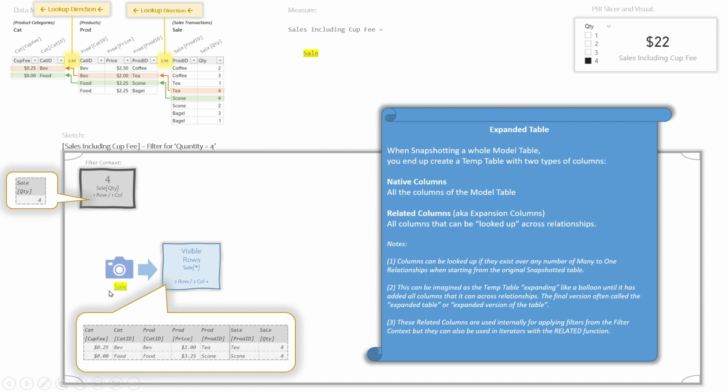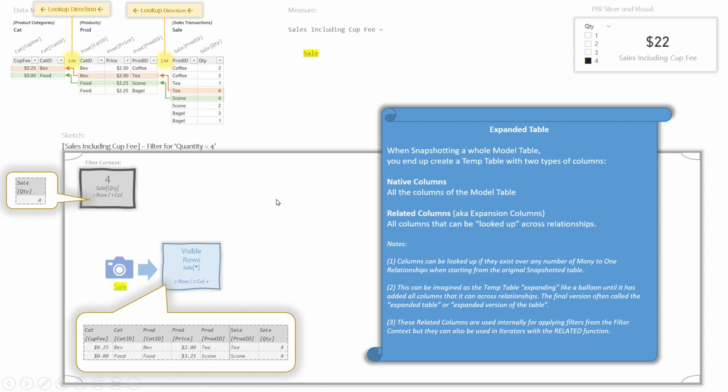So whenever we take the auto snapshot, or any snapshot where we're pointing to the entire table, in addition to all the native columns, we get all of these additional related columns that can be grabbed via these relationships. And when I draw these, I draw this little line right there because these columns are sort of hidden. We'll get into that in a second. These are columns that are definitely added to the table, but you have to know they exist. They're almost like ordering off the secret menu.